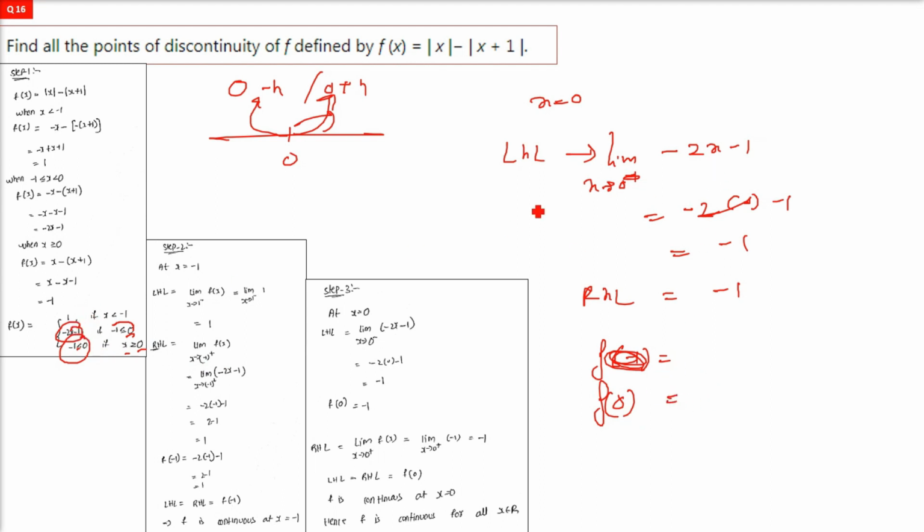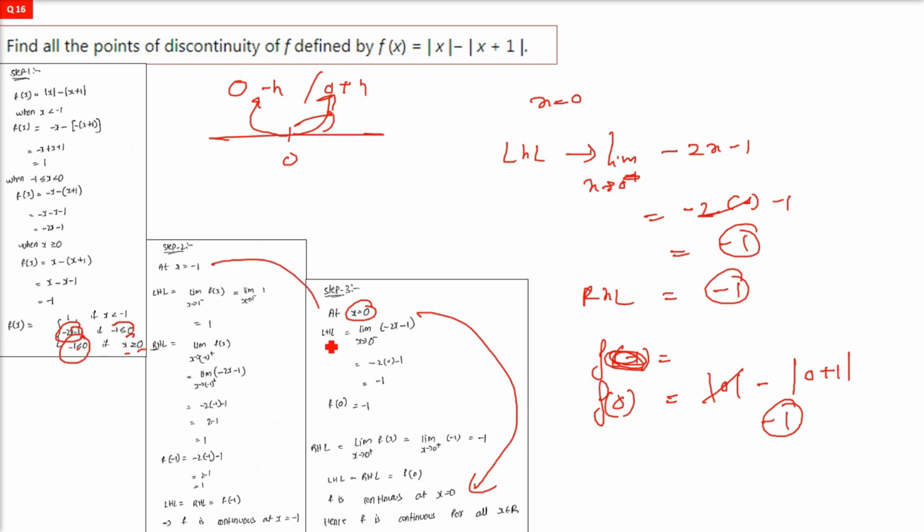So it will be mod 0 minus mod 0 plus 1. So this is 0 and minus 1. In all three cases, what do you get? -1, -1, -1. So f is continuous here also, at x equal to 0. That is how we check the points of discontinuity.